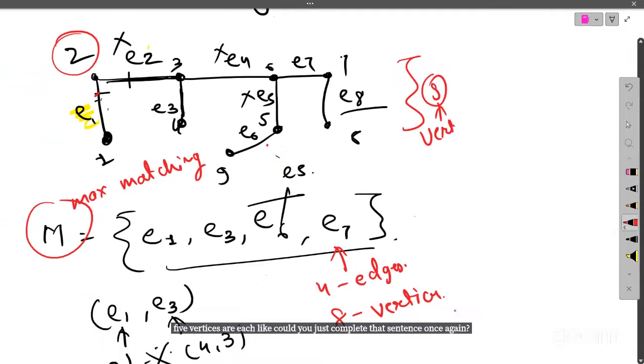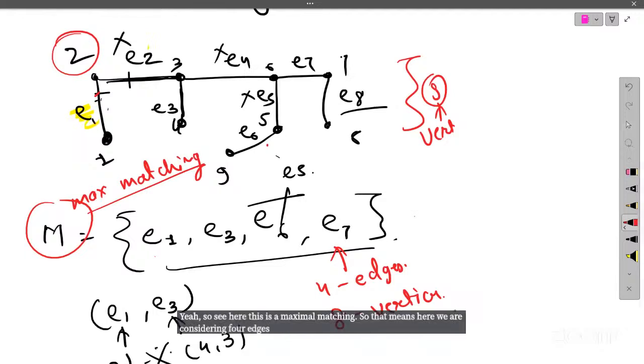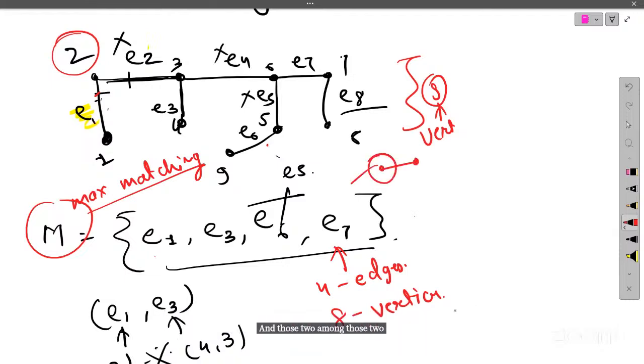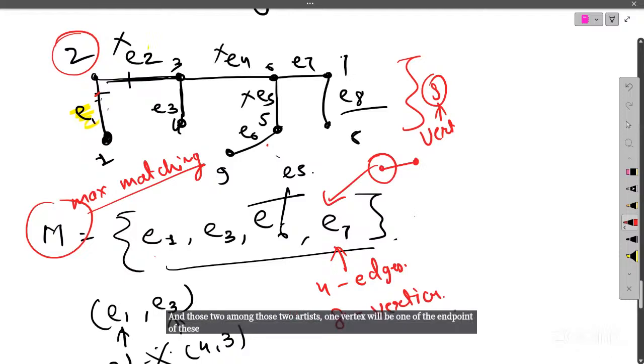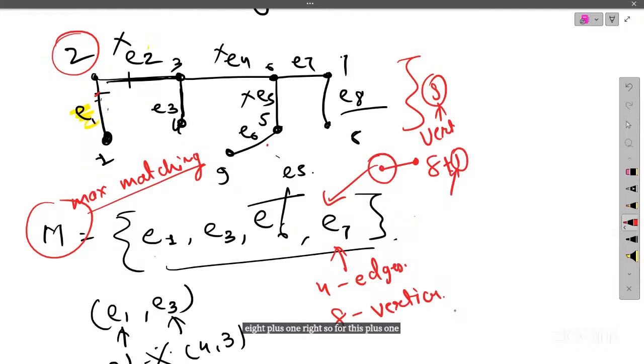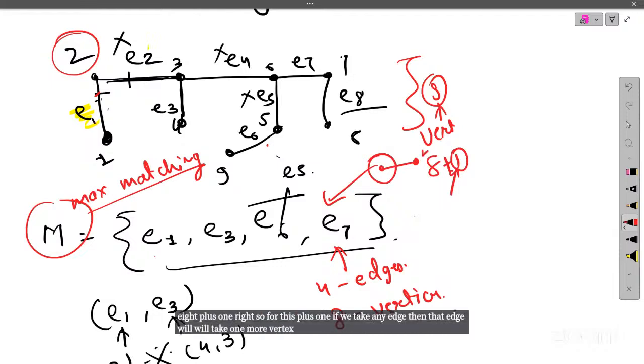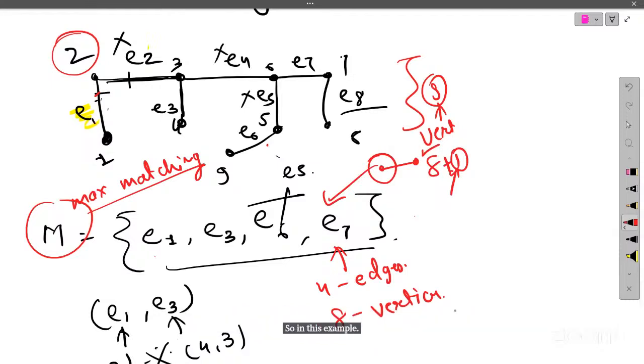Yeah. So see, here this is a maximal matching. That means here we are considering 4 edges. So 4 edges can cover 8 vertices because for every edge we have 2 vertices. But in our graph we have 9 vertices. So obviously we need another edge. If you consider another edge, that edge will cover 2 vertices, and among those 2 vertices, one will be an endpoint of one of these edges, because we have 8 plus 1. So for this plus 1, if we take any edge, that edge will take one more vertex, and that vertex will come from these 8 vertices. So in this example, we don't have any perfect match.